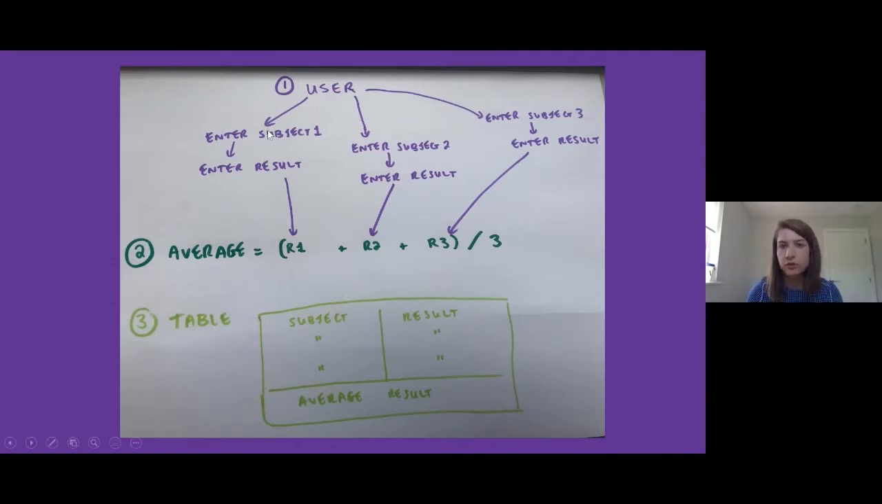I'm going to get the user to do the subject, the result, the subject, the result, the subject, the result. And then remember, I'm going to get my computer program to calculate the average using those 3 results divided by 3. We talked about maths operations last week, so we're going to bring that into play here. And then finally, we're going to get that printed in a table. Okay, so I'm going to hop into my notebooks now.